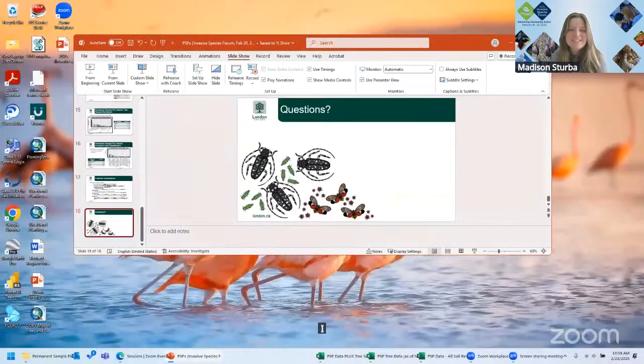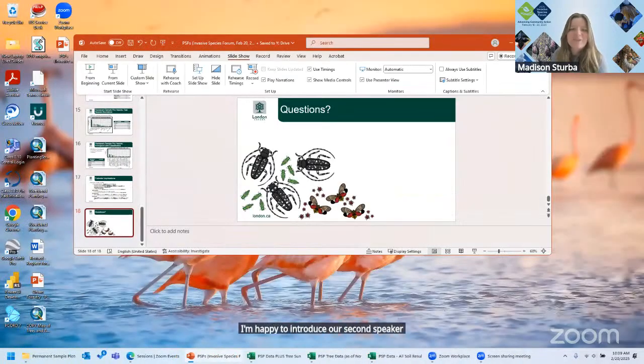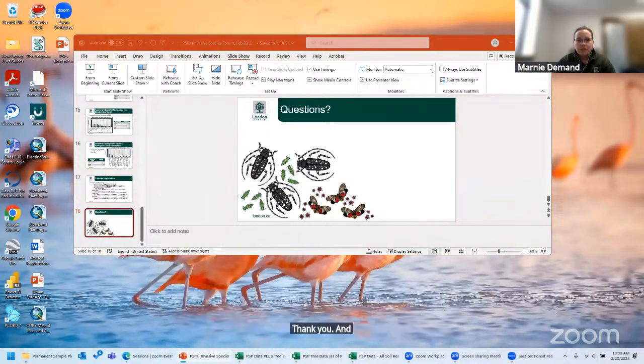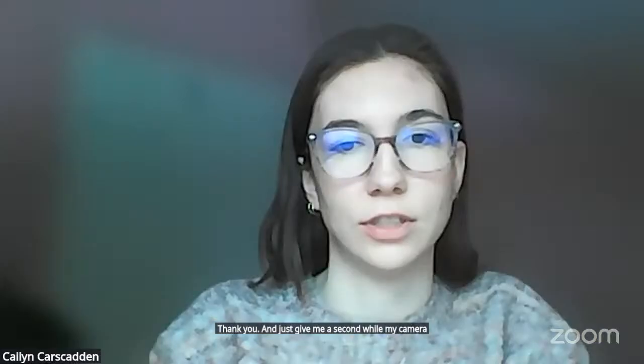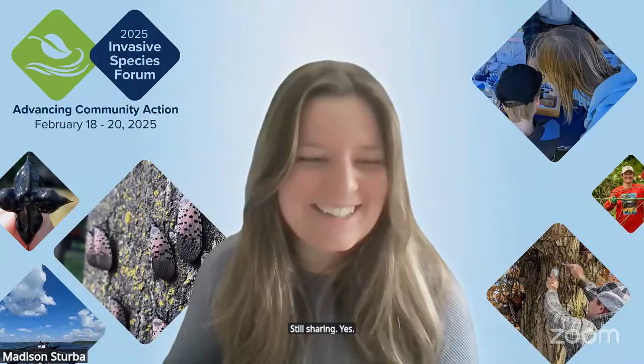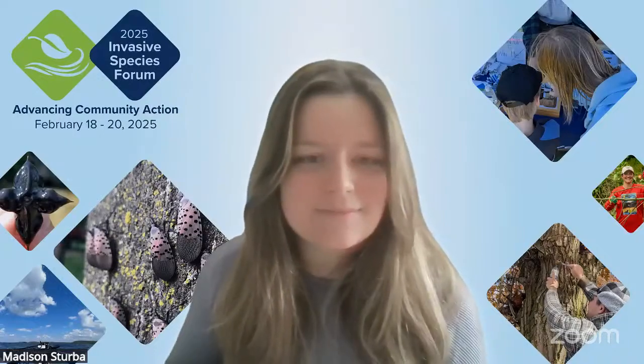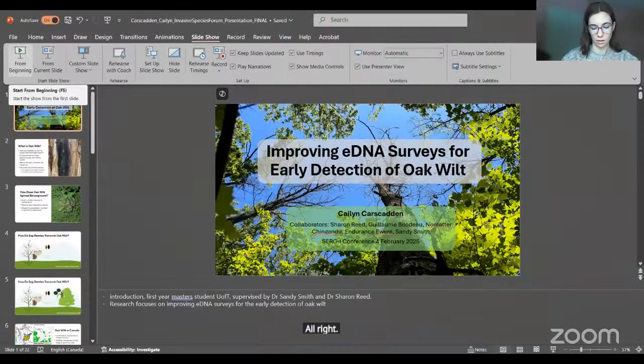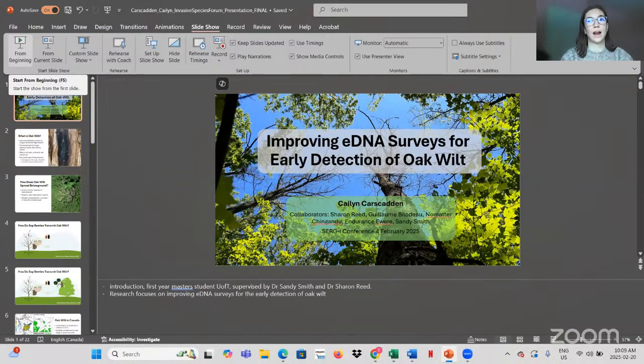I'm happy to introduce our second speaker, Cailyn Carscadden from the University of Toronto, to talk all about oak wilt. Thank you so much for joining us, Cailyn. So sharing. Thank you. And just give me a second while my camera on button disappears so I can share my screen. All right. Is it? Oh, it's happening. Okay. Excellent. All right. So thanks so much for having me, everybody.